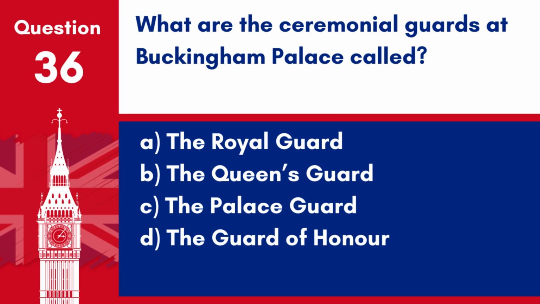Question 36. What are the ceremonial guards at Buckingham Palace called? A. The Royal Guard. B. The Queen's Guard. C. The Palace Guard. D. The Guard of Honour. Answer: B. The Queen's Guard. The Queen's Guard is responsible for guarding Buckingham Palace and other royal residences in the UK.